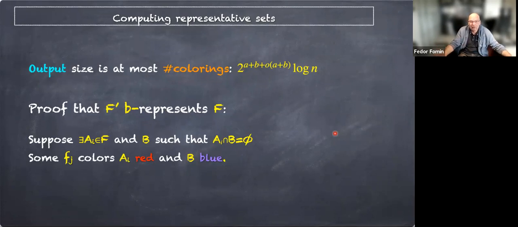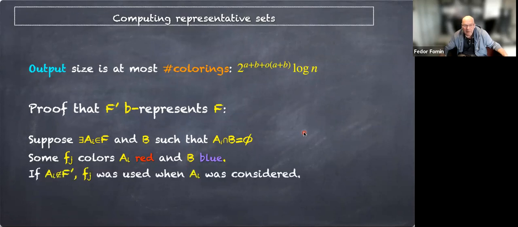Because the functions are universal for a plus b, for any set of size a plus b and for any coloring of that set, there should be a function in my family which does this coloring. So there should be a function fj which colors Ai red and B blue.